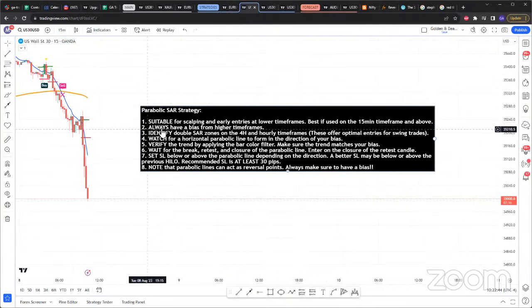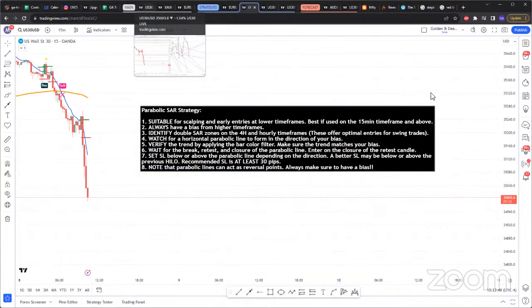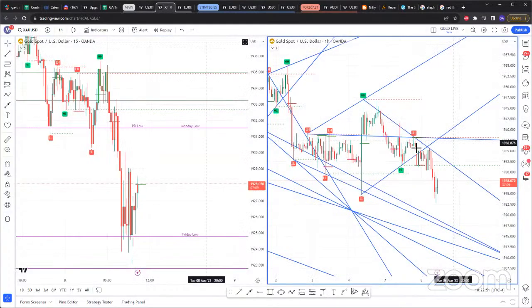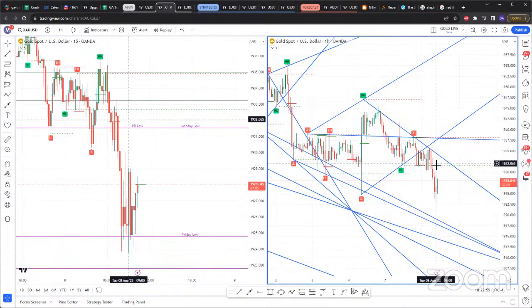So always have a bias. That's why my bias comes from the trend lines. All these trend lines I draw on the hourly time frame, because for example, that sell I took on gold again was rejecting from this upper trend line. So that's where I got my bias from. I just didn't sell for the sake of it. I knew gold was rejecting off of a static trend line and gold was trending down.